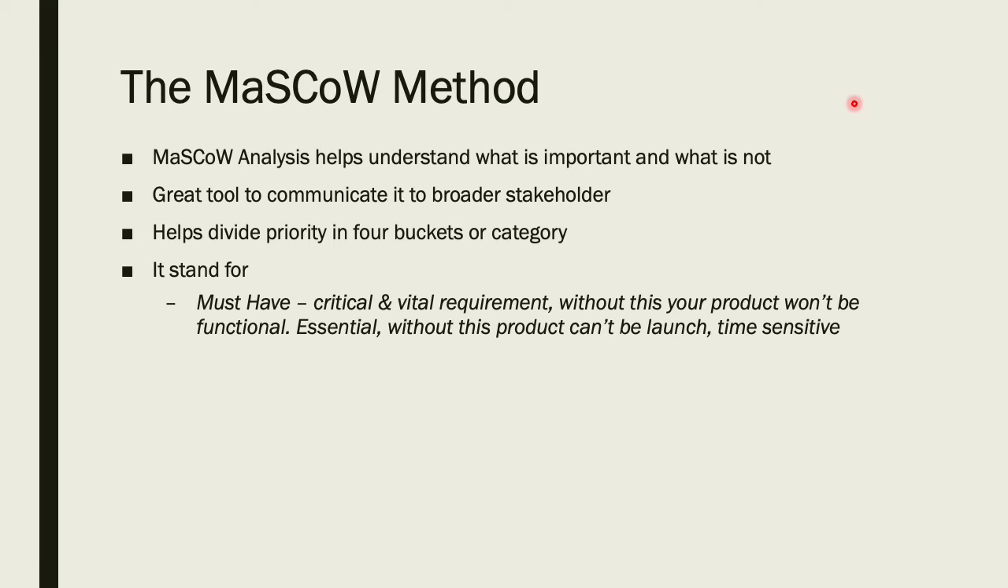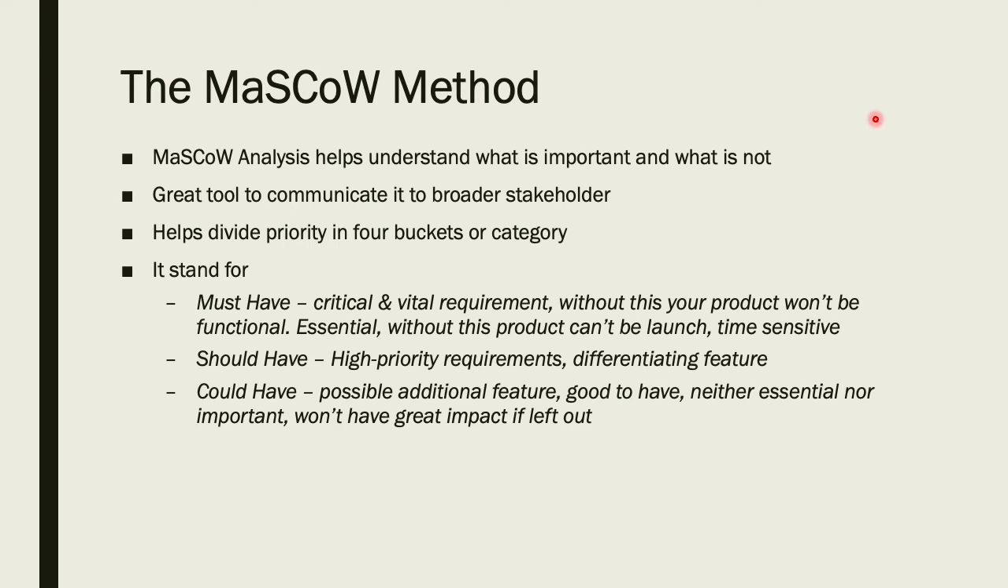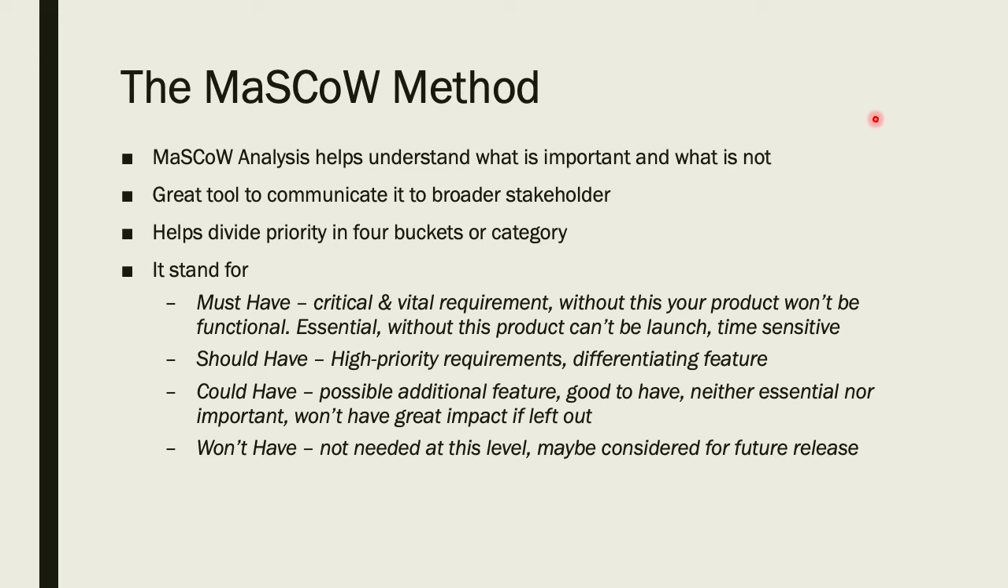So, must have features. Before we progress any further, MoSCoW is not the name of a city in Russia. It's basically an abbreviation that stands for must have, should have, could have, and won't have. Must haves are considered the critical and vital requirements of your product. Without these, your product won't be functional. For example, if you are building a payment acceptance product without the ability to input your credit card number, your product would be essentially useless, right?